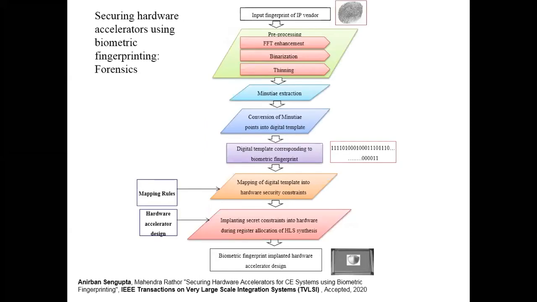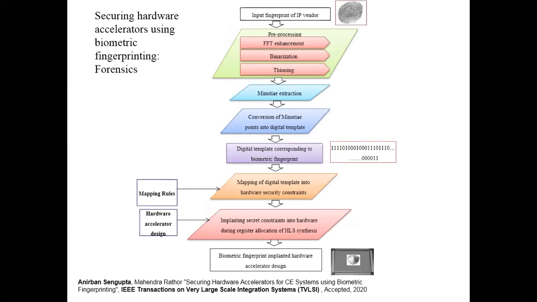Okay, so this is the detailed process. Let me talk a little bit about it, otherwise it doesn't make sense for you to understand the algorithm. Imagine you have an input fingerprint of an IP vendor. The next step is a pre-processing block where you perform the FFT enhancement using masking. FFT enhancement using masking is quite simple.